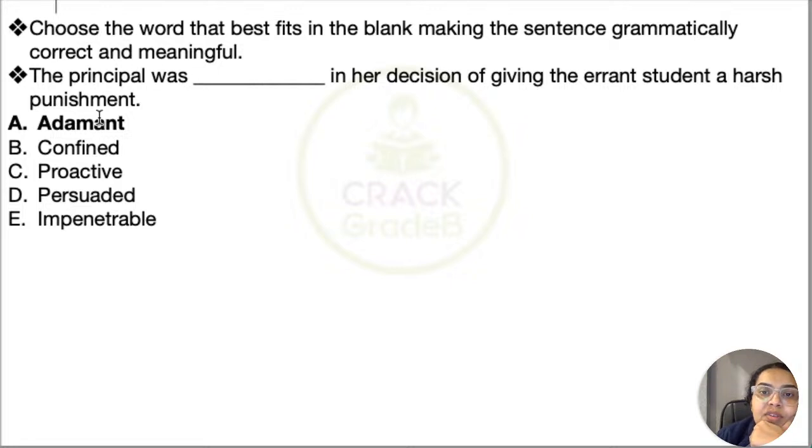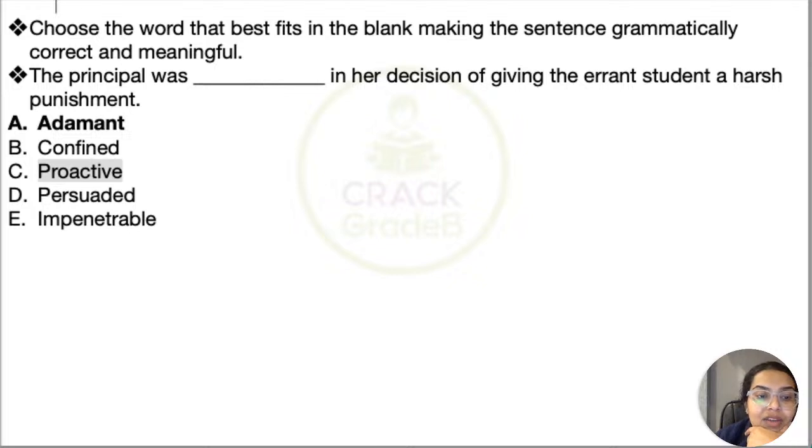Adamant. The principal was adamant, means he was not flexible in her decision. She was sure that this has to be done, means this has to be done. Confined is restricted hona. Proactive in her decision of giving students and no. Now, giving the errant student a harsh punishment. Punishment की context की बात हो रही है. So definitely यहाँ पर जो contextually and meaning wise fit word है वो दूसरा कोई सा हो ही नहीं सकता.